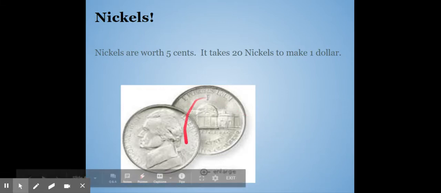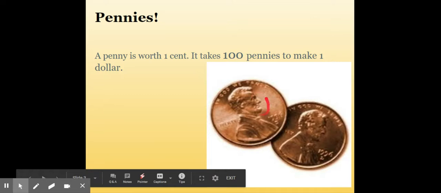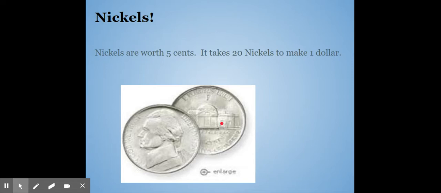Nickels are a little bit bigger than pennies. I wish I had some in front of me that I could show you, but nickels are worth 5 cents. It would take 20 nickels to make $1, and 5 pennies. That's right, 5 of these right here. You can hear some of the birds in the background. It takes 5 of these pennies right here to make 1 nickel. It takes 5 pennies to make 1 nickel. Nickels are a little bit bigger than pennies, at least. So if you have a nickel, well, you're off to a good start.